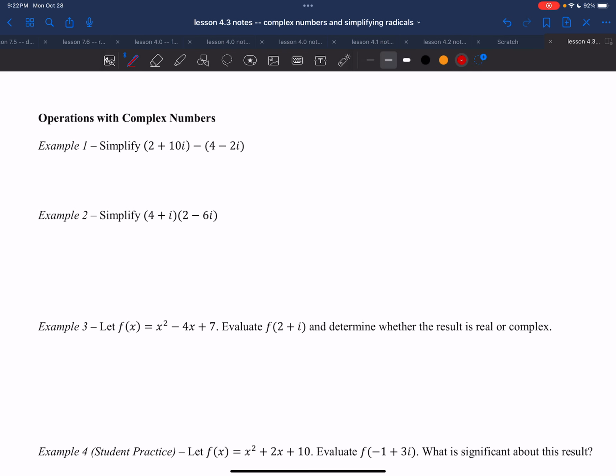Let's go ahead and get into operations with complex numbers. All of this was just preliminary, understanding what they are, where they come from, some history. Let's look at some operations. Let's actually do some math with these. And this is actually pretty quick. The majority of this video was me just talking about all that stuff.